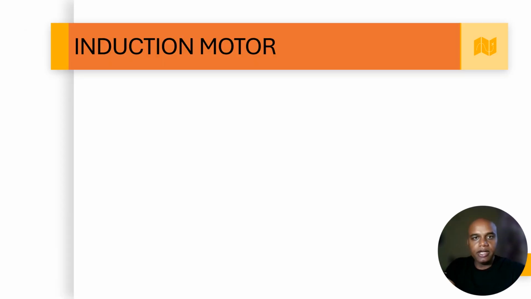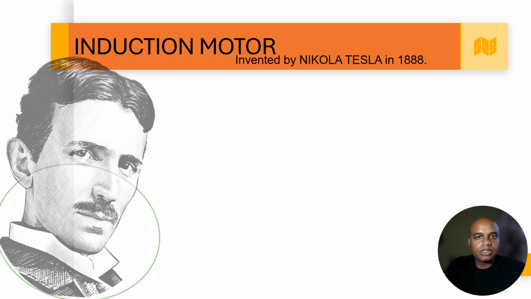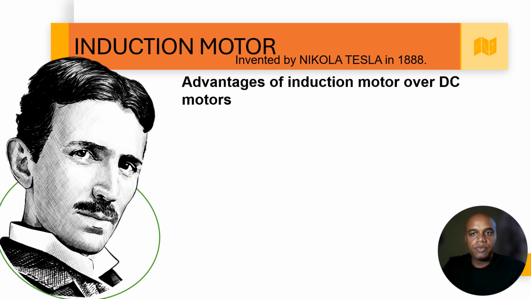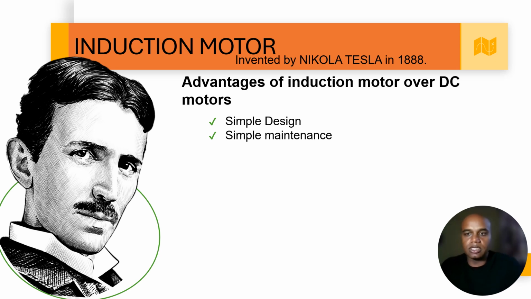The man behind the induction motor invention is none other than Nikola Tesla. He invented the induction motor in 1888, and the clear advantages of the induction motor over DC motors are these. It has a simple design compared to the DC motor, because the rotor does not require supply in the case of the three-phase induction motor, whereas in the DC motor we have to give supply to the field winding and the armature winding. It has simple maintenance because it does not require the brushes and the commutator placed over the shaft as in the DC motor.